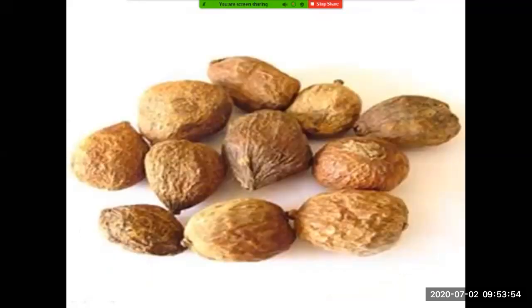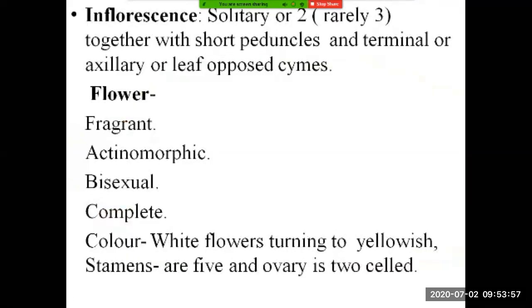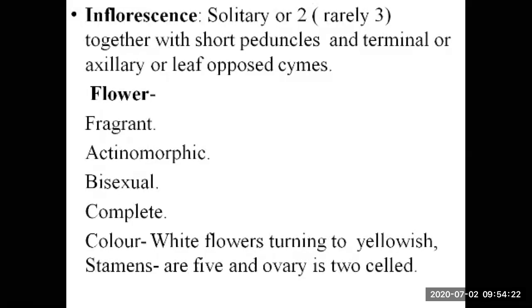You can take about the inflorescence. Inflorescence is solitary, that is single flowers from the axillary region, or 2 flowers they used to originate from the axillary region, rarely 3 flowers. So solitary or 2 or rarely 3 flowers from the axillary region, together with a short peduncle, terminal or axillary. Terminal part of the branches or from the axillary region, that is leaf opposite cyme. When solitary, no problem. When the flowers are 2 or 3, at that time you can write the inflorescence is cyme inflorescence.